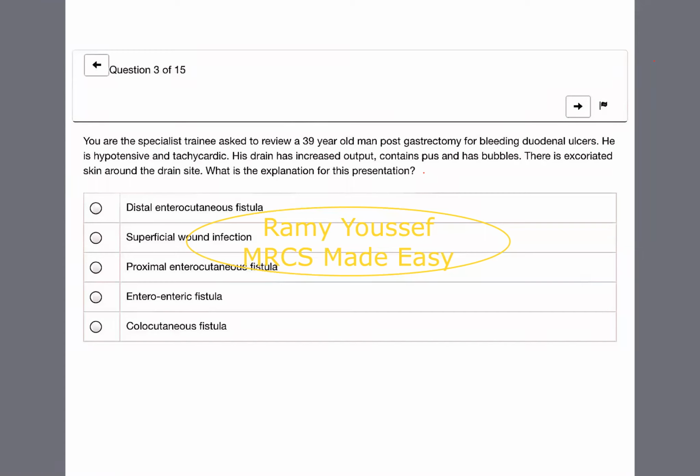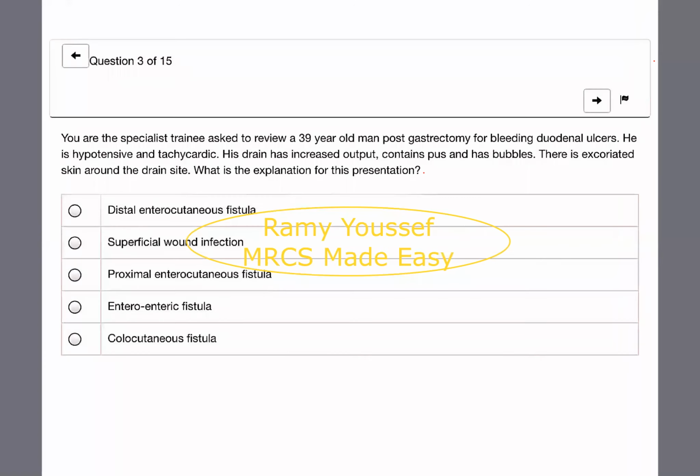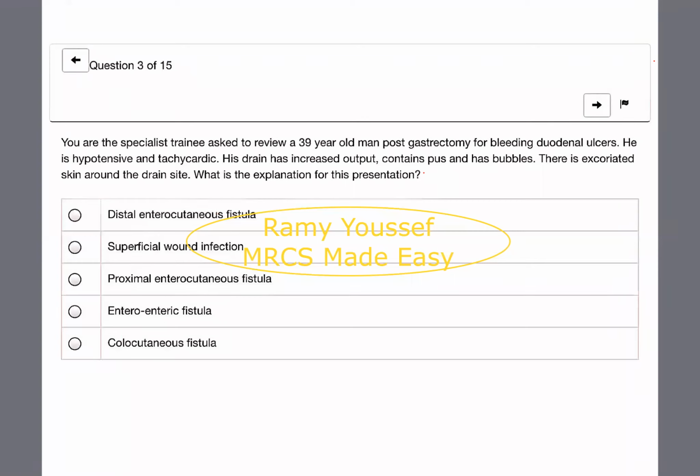Dr. Ali. Yeah, you are a specialist trainee asked to review a 39-year-old man post-gastrectomy for bleeding duodenal ulcer. He's hypotensive and tachycardic. His drain has an increased output, contains pus, and has bubbles. There is excoriated skin around the drain sites. What is the explanation for this presentation? Distal enterocutaneous fistula, superficial wound infection, proximal enterocutaneous fistula, enteric fistula, colocutaneous fistula.